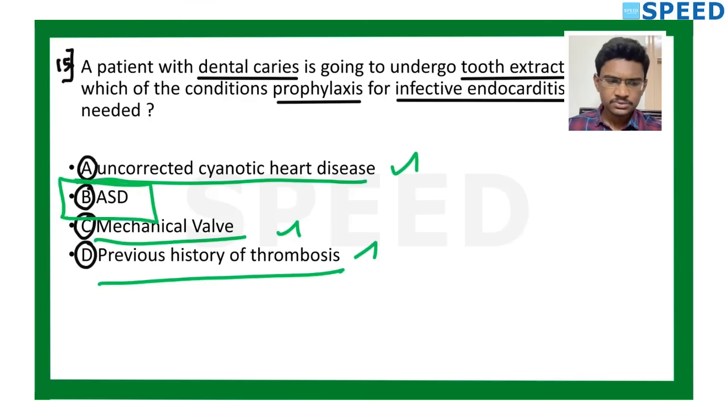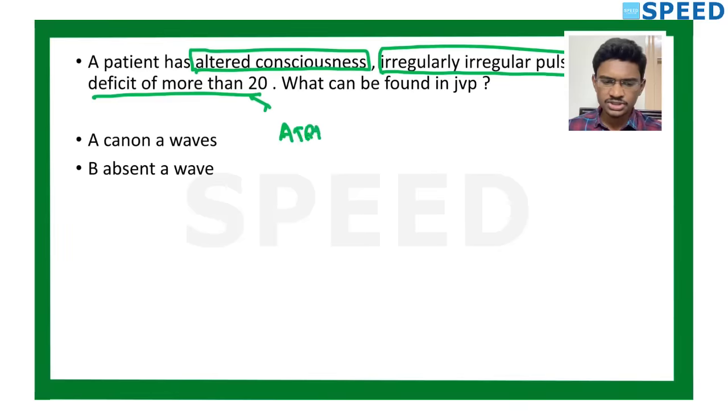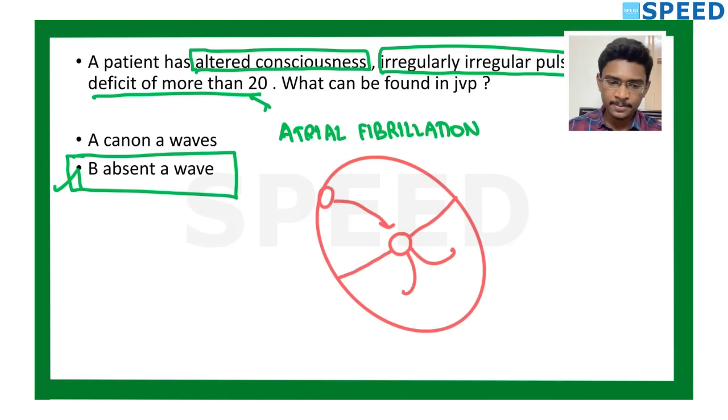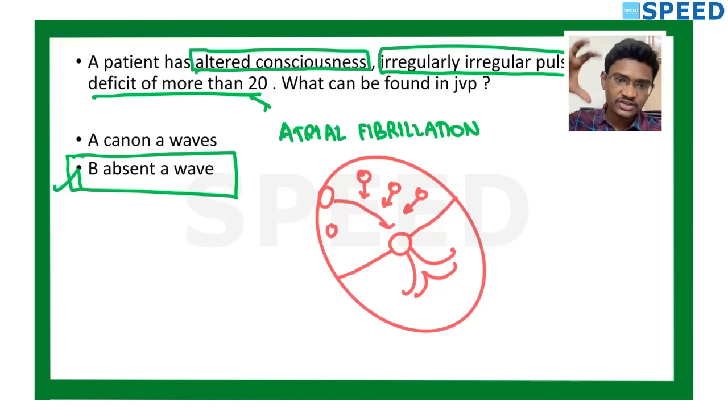Next, a patient with altered consciousness, irregular pulse, and pulse deficit of more than 20, and what can be found in his JVP? Irregular pulse with pulse deficit more than 10 is nothing but atrial fibrillation. In atrial fibrillation, multiple parts of the atrium try to contract, but effective contraction is not happening. If effective atrial systole is not happening, the A wave, the atrial kick, doesn't happen. So A waves will be absent in JVP.